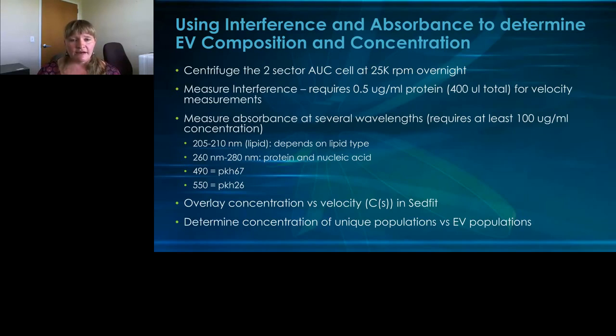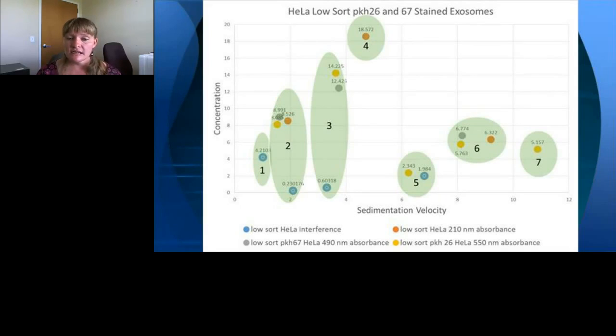So here we have a graph. This is the sedimentation curves overlapped between the four different types. We have the HeLa interference, low sort here, interference. We have the PKH 67. We have the HeLa 210 absorbance and the 550 absorbance.